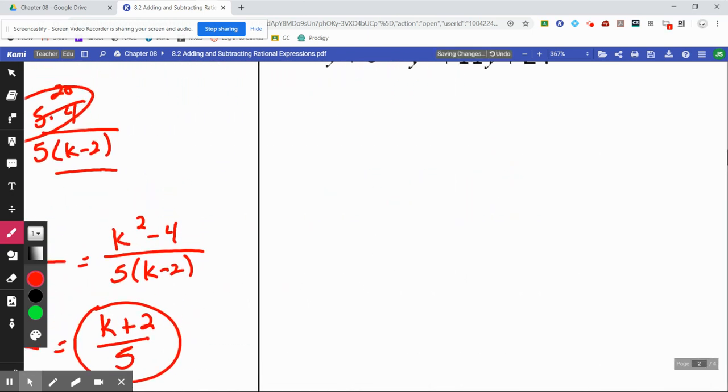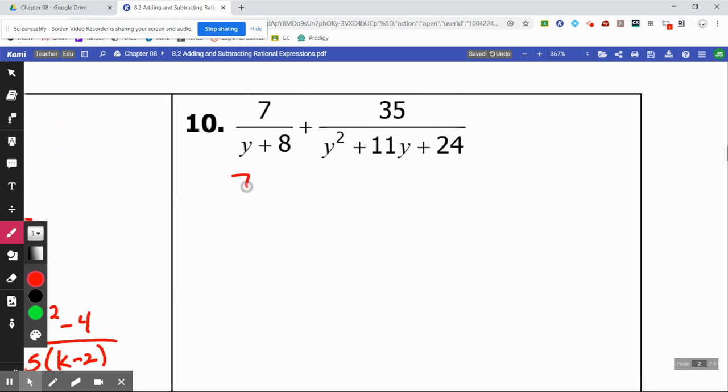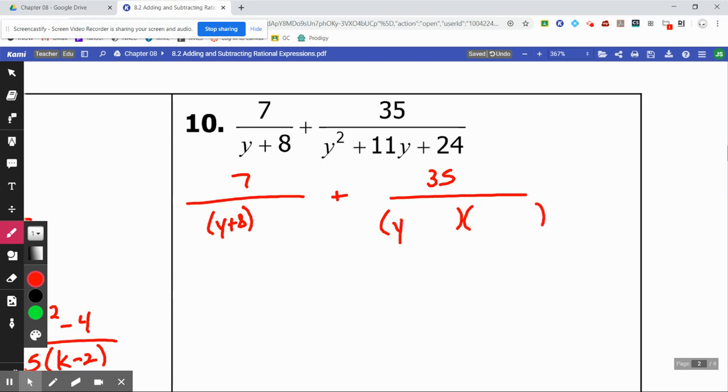Number 10. Factor everything to begin with just to see what our common denominators look like. And again, if it will not factor, I like putting it in parentheses. Over here, you'll have a 35 over two sets of parentheses. Y times itself gives you y squared. Adds, multiplies will be a plus 3 and a plus 8.